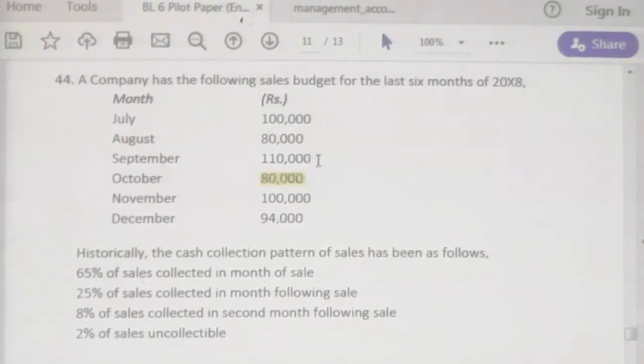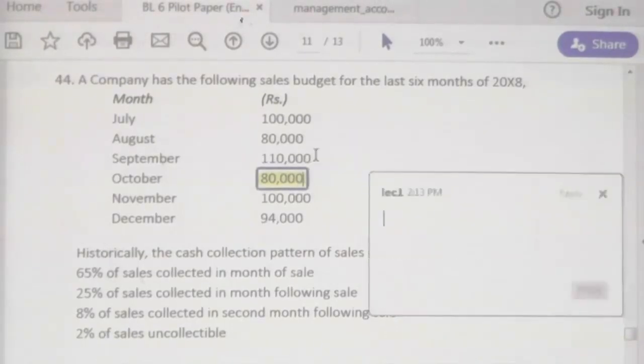Month of October cash collection. Let's calculate. Month of October cash collection, 65% from October sales, because 65% of sales in the same month they will collect. Therefore, 80,000 into 65% can be collected in October. That is 80,000 into 65%. Answer will be 52,000. Right.